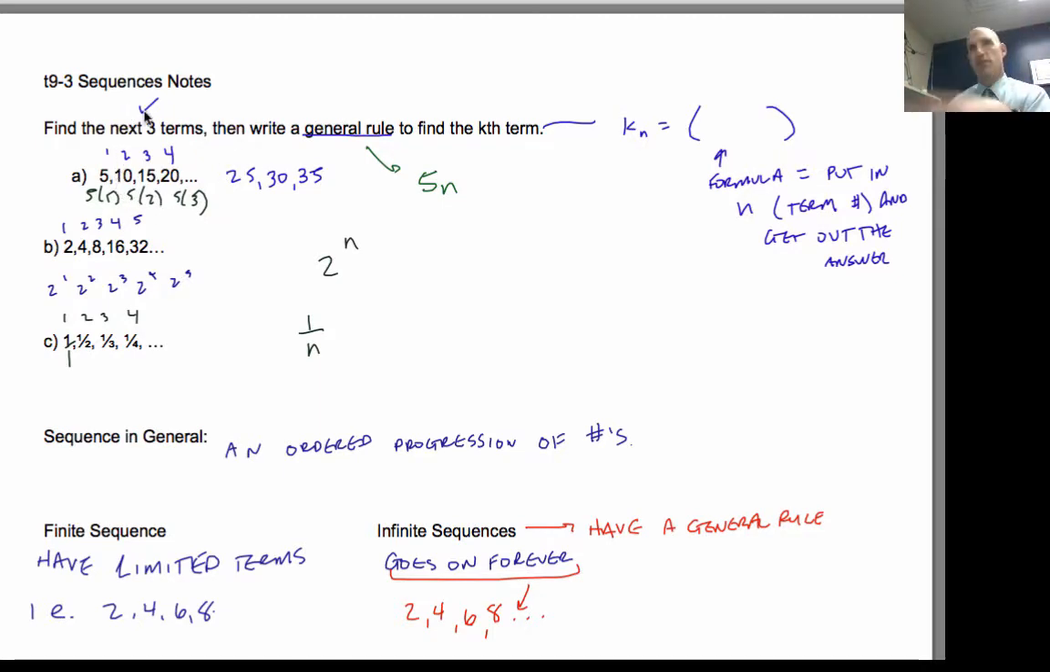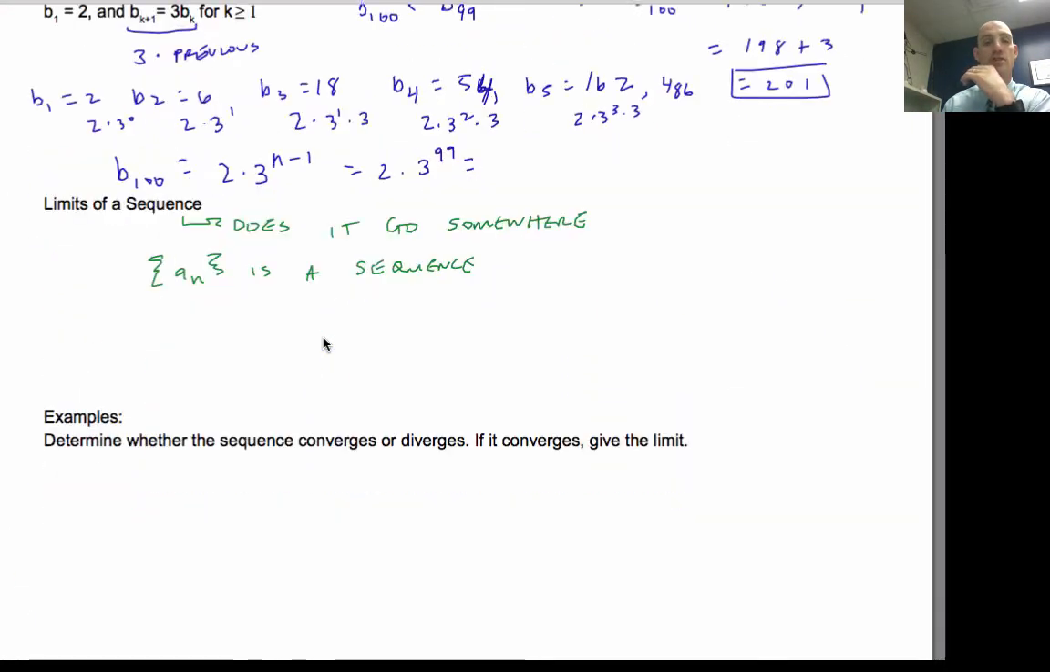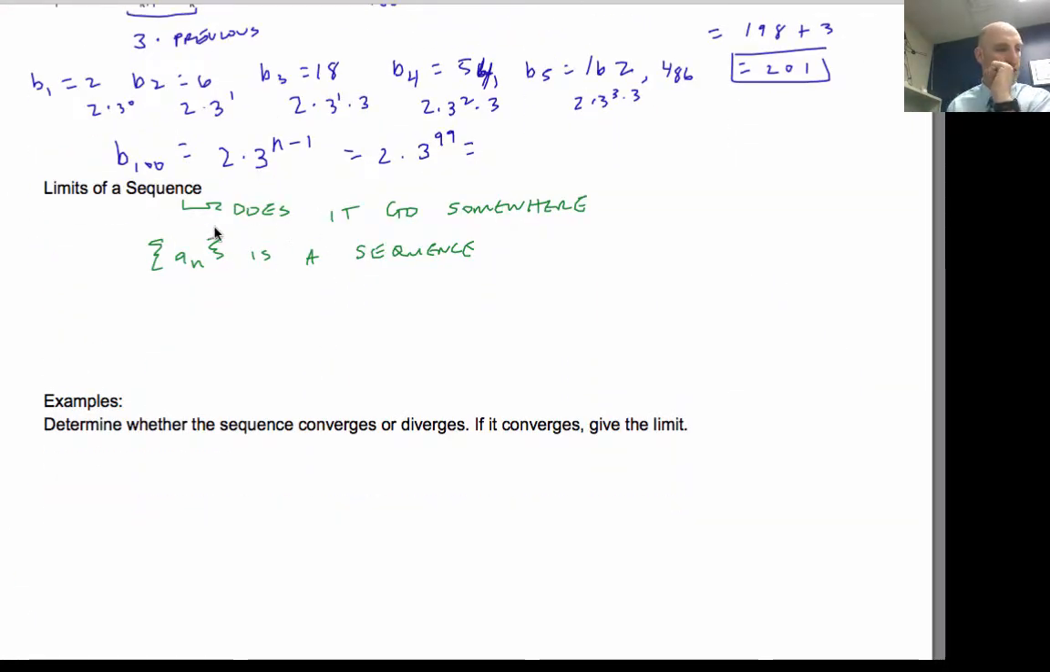5, 10, 15, 20, 25, 30, and so on, it goes to infinity. Well, that doesn't go anywhere. However, 1 over n, as it goes to infinity, as n gets infinitely larger, where's it going? Well, if you have a huge denominator, right, it's actually getting closer and closer to 0. And so we're going to evaluate the numerator and the denominator and what's actually happening here.